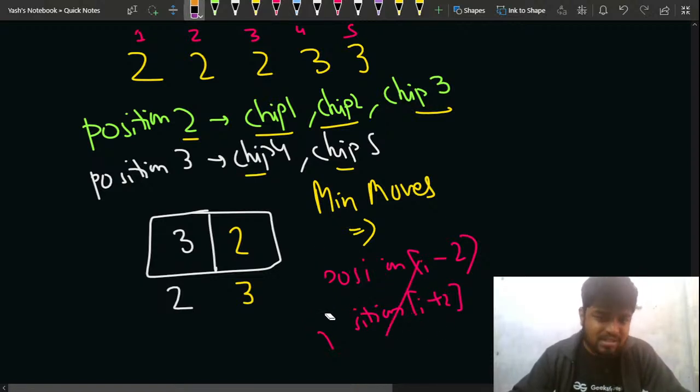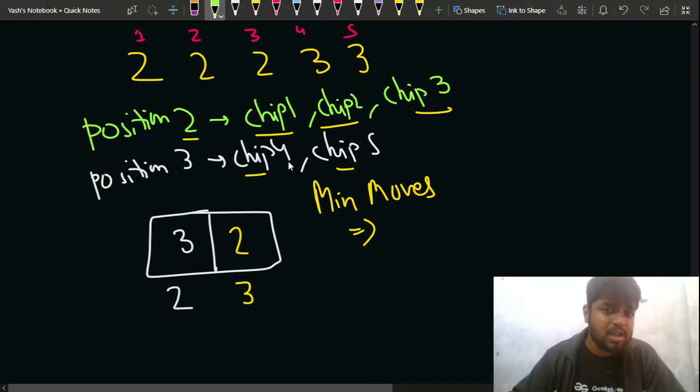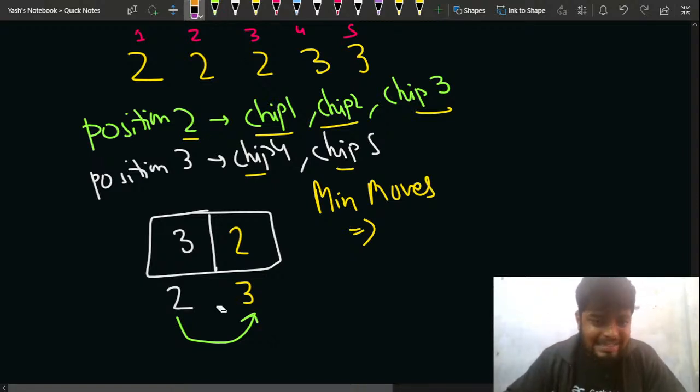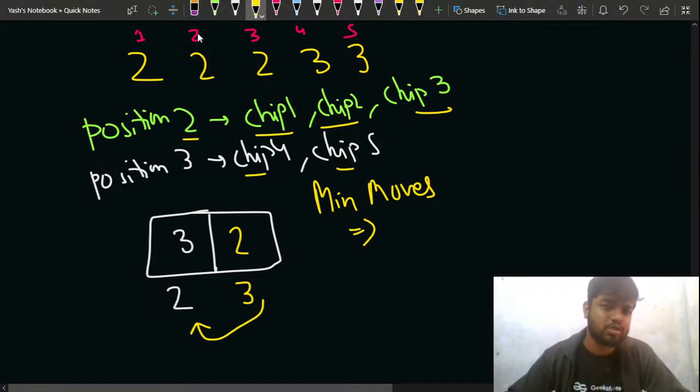So what I need to do is either bring chip 1, chip 2, chip 3 from this even position to this odd position, or bring the chips at the odd index to this position. For that, each chip takes 1 cost. So I need to check the minimum number of chips at a particular index.